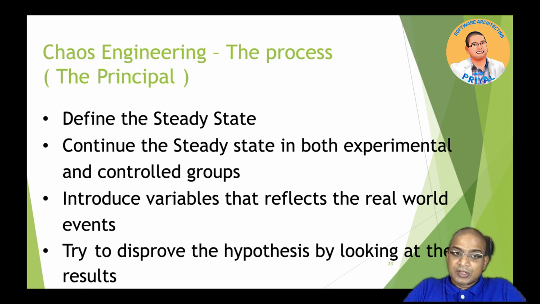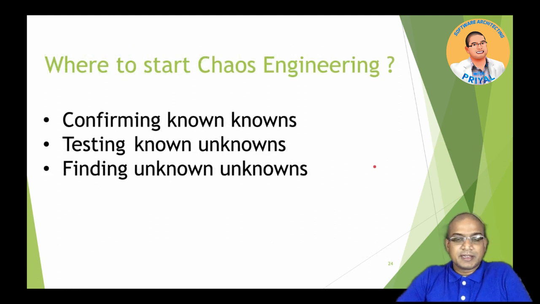So what you are doing here is creating that environment artificially in your production environment before the actual thing happens. When you do this, it is called a game day. I will explain that in a while. After you do this experiment, you are trying to disprove the hypothesis that you made earlier by looking at the result. These are the three main objectives in chaos engineering: confirming known knowns, testing known unknowns, and most importantly, finding unknown unknowns. Let's see how we can achieve these by using the scenario called game day.